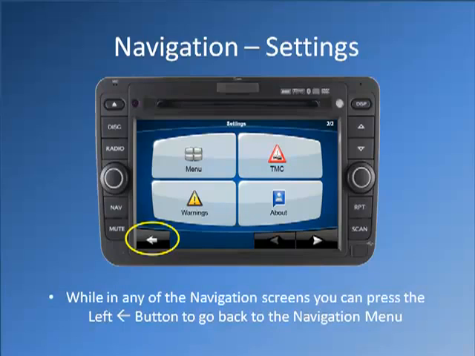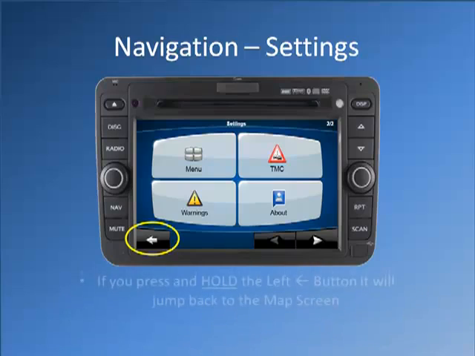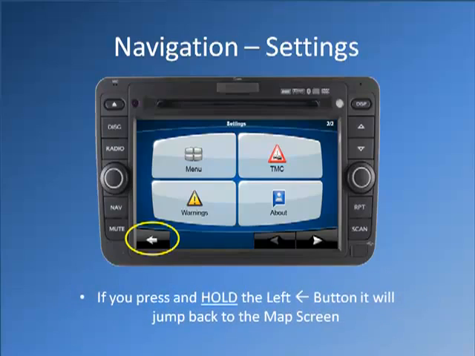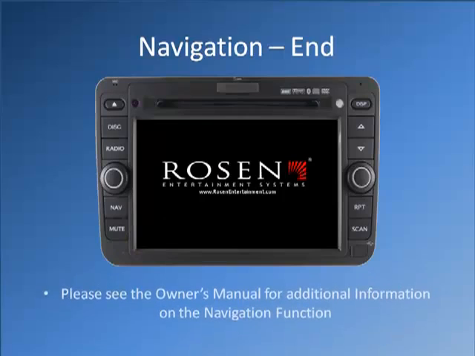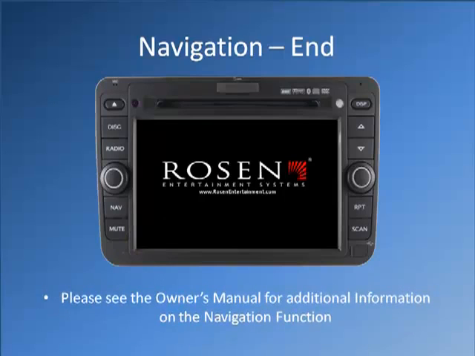While in any of the navigation screens, you can press the left arrow button to go back to the navigation menu. If you press and hold the left arrow button, it will jump back to the map screen. Please see the owner's manual for additional information on the navigation function.